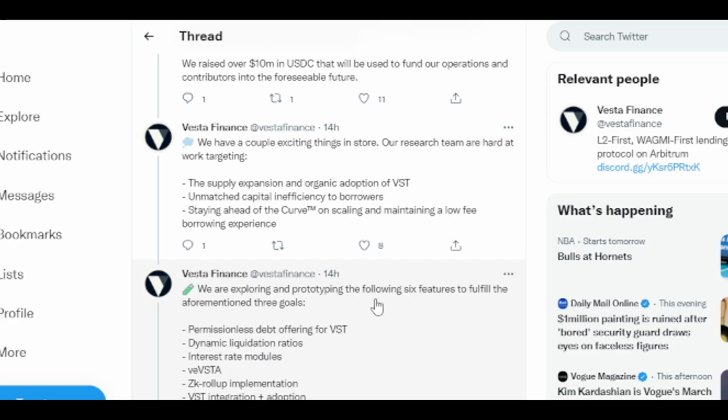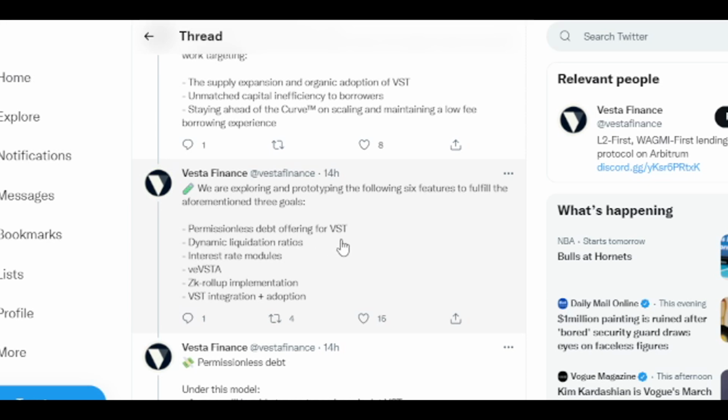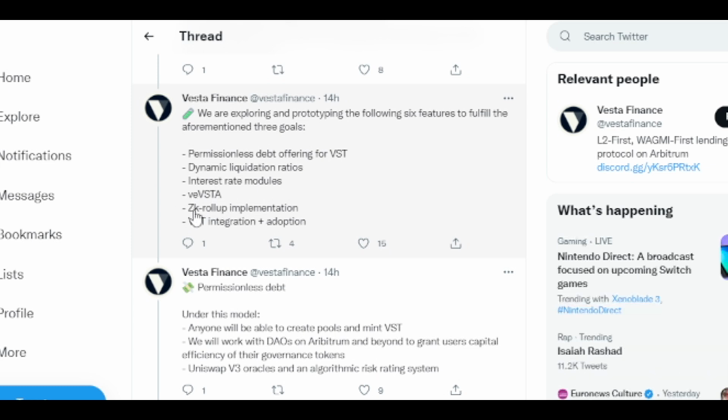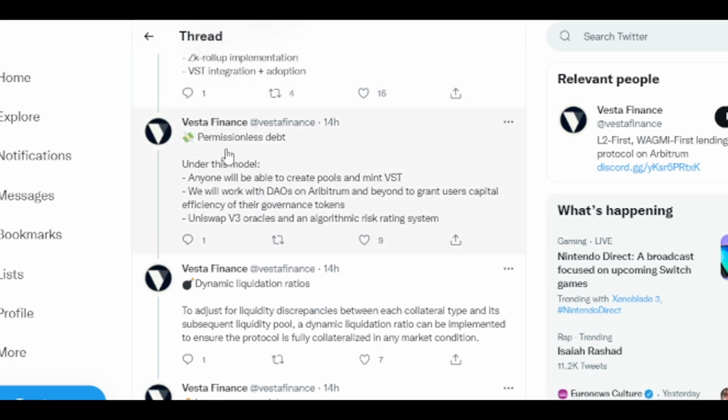So they're exploring and prototyping the following 6 features: permissionless debt offering for VST, dynamic liquidation ratios, interest rate modules, vote escrowed Vesta, ZK rollup implementation, and VST integration plus adoption. So let's take a look at this. Permissionless debt. Under this model, anyone will be able to create pools and mint VST. We will work with DAOs on Arbitrum and beyond to grant users capital efficiency of their governance tokens. So it will use Uniswap v3 oracles and algorithmic risk rating systems. So do you know what this sounds like? This sounds like Rari Capital's Fuse. But instead of borrowing a stablecoin, you get to mint a stablecoin against your position.